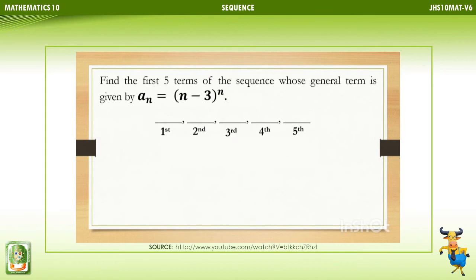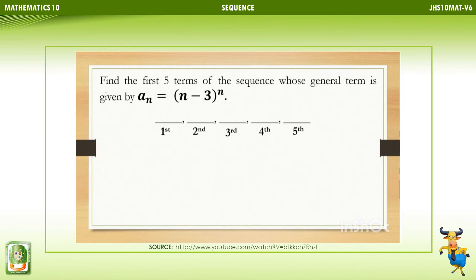Okay. So, find the first 5 terms of the sequence whose general term is given by a sub n is equal to the quantity of n minus 3 raised to n. So, dito, kukunin natin yung first 5 terms. So, yung unang 5 terms, ano kaya yon? So, binigay yung general term.